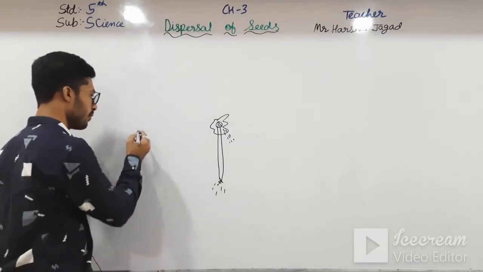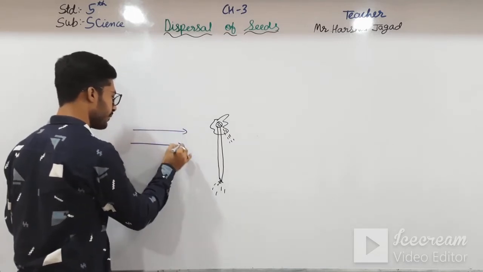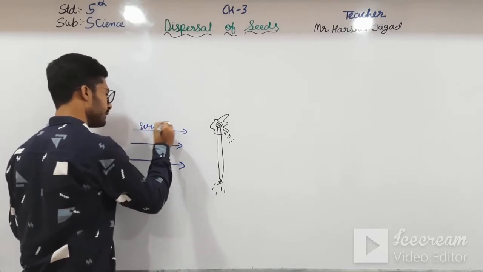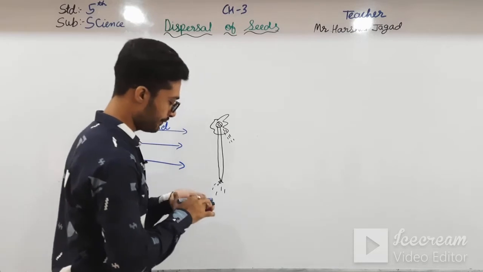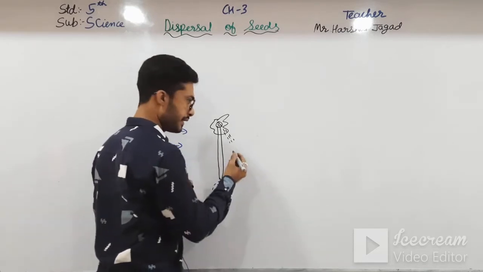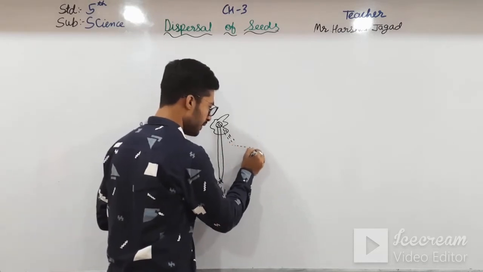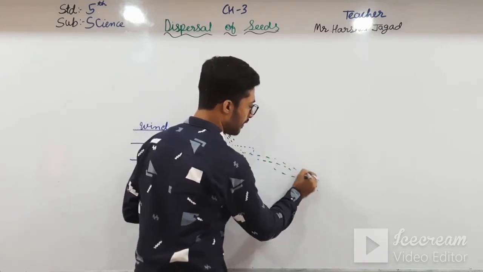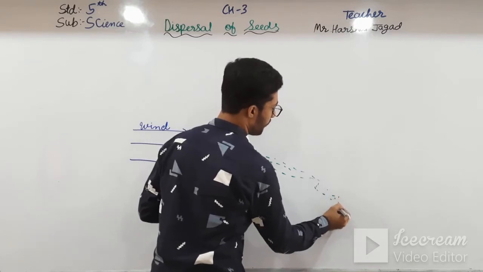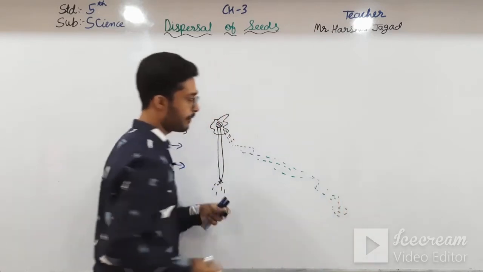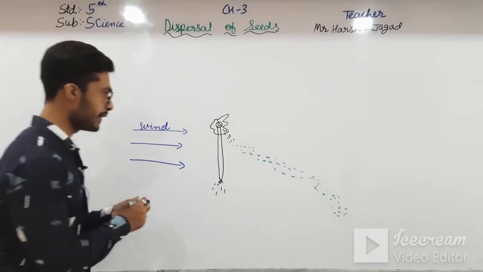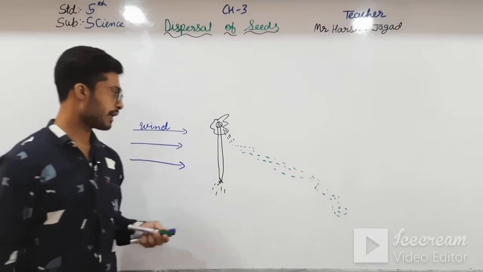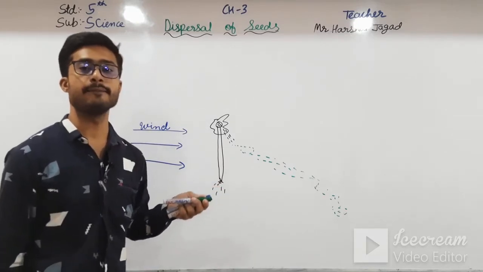Due to wind, these seeds will go far away from this plant and fall down here. Students, due to wind they will go far away and fall down. This is dispersal by the wind.